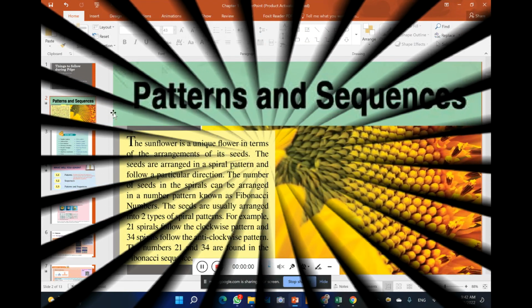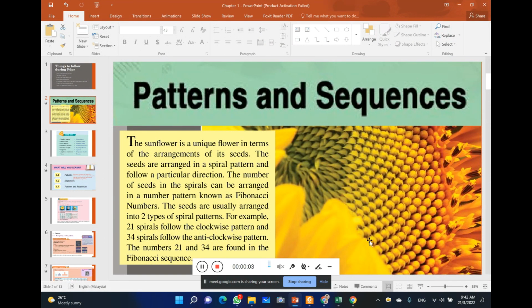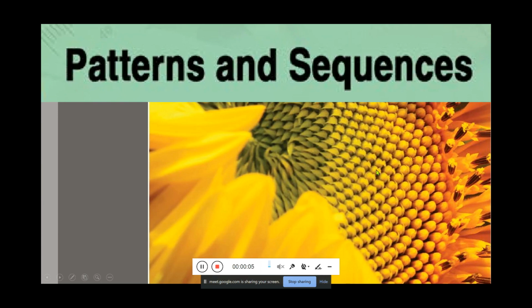Start with the first chapter, which is about patterns and sequences. If you look at the picture here, this is a picture of what? Yes, correct, sunflower seeds. Can you imagine how the picture of the sunflower seed relates to patterns and sequences? Can you guess or not? Very good. The repeated patterns of the shape over here, the spiral shape of the sunflower seed.